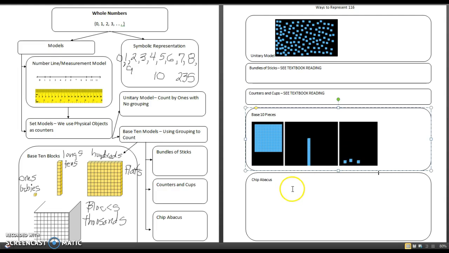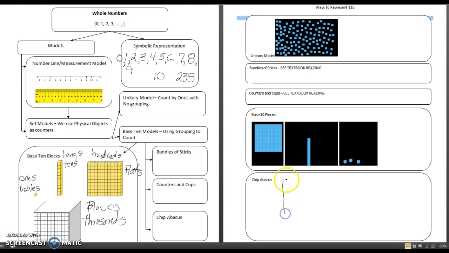The last thing I want to share with you on this note sheet right here is the chip abacus. So you should have seen how the chip abacus works in your textbook reading. So I hope you are doing all of the reading, watching everything that I've got for you, because the intention is to get this information across to you. And I think it takes all of those things. But a chip abacus is a bridge between the base 10 pieces and the symbolic representation.